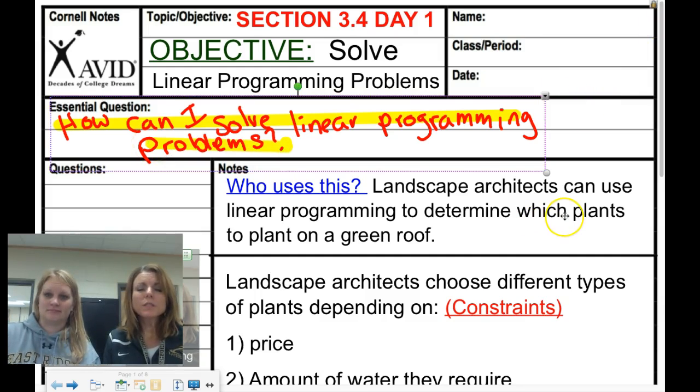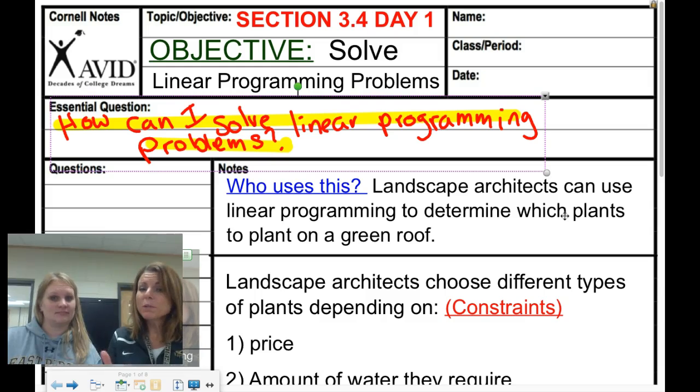Well, who uses this? If you're going to be a landscape architect someday, you can use linear programming to determine which plants to plant on a green roof. Yeah, so that's pretty cool.